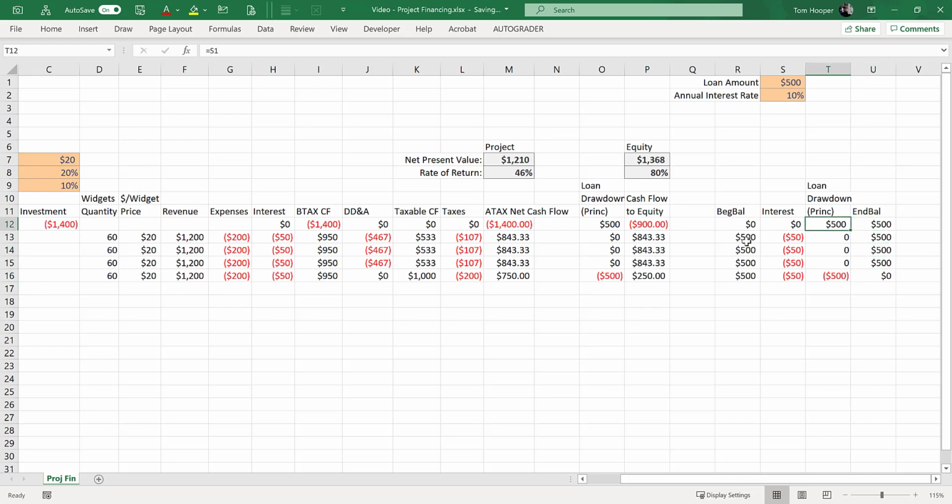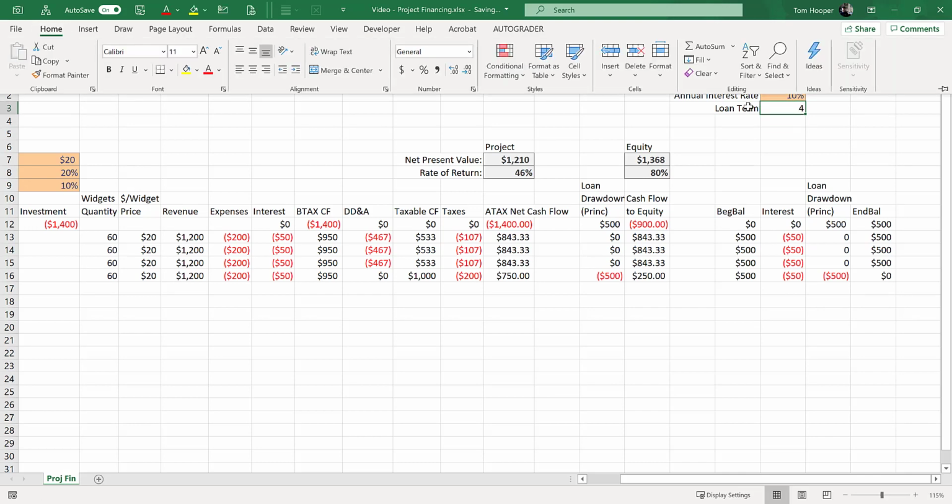That's nice and clean. It's this loan drawdown or principal that bothers me a little bit because I've hard entered a formula here to say we're taking out the loan amount in period 1. I've hard entered some zeros here in the intermediate steps, and then in the final step I've said we're paying off the loan. Let's add another input and call it loan term and set it to 4.